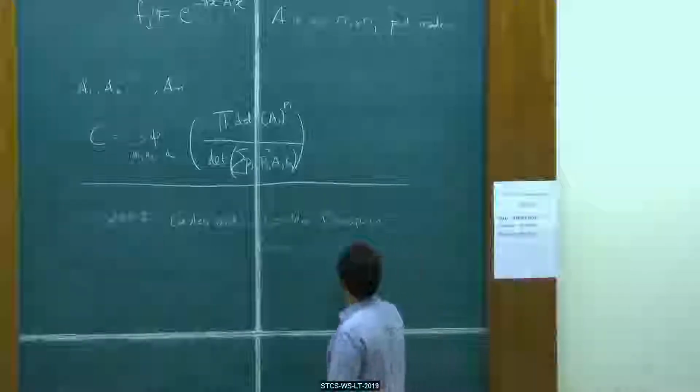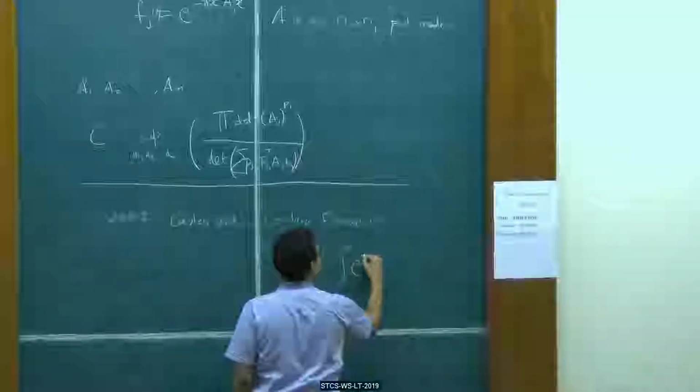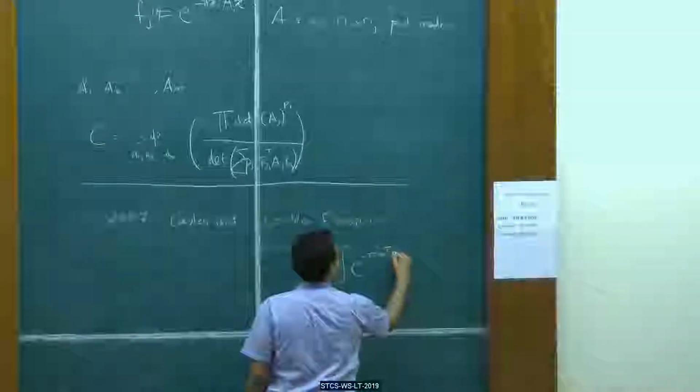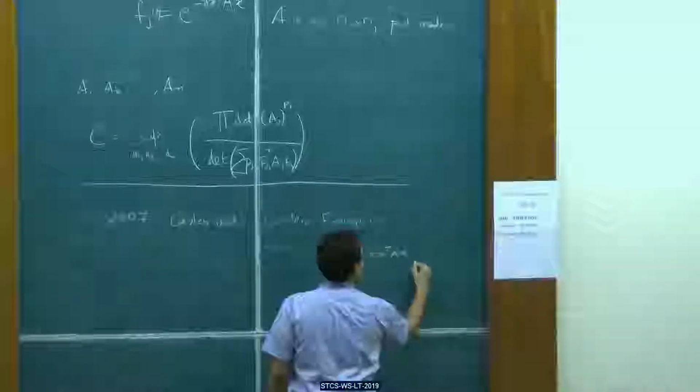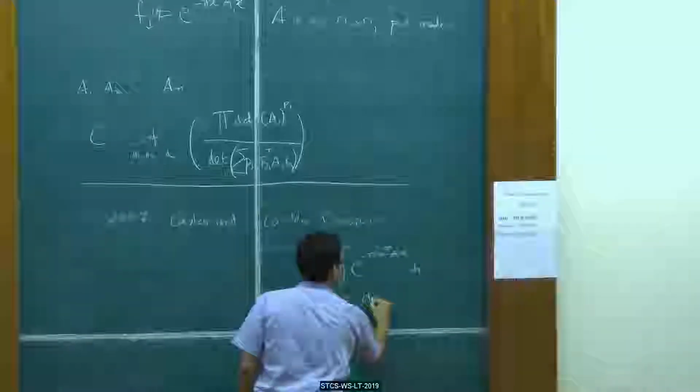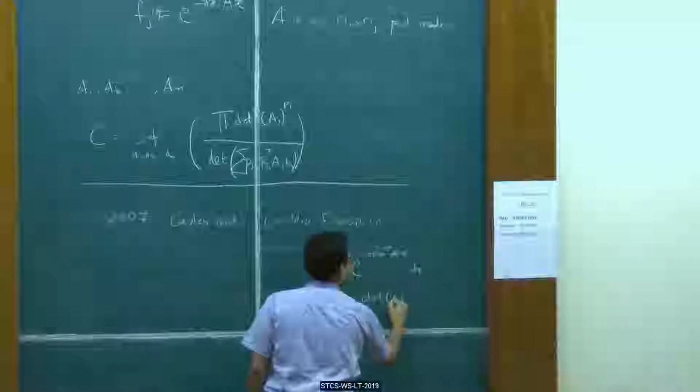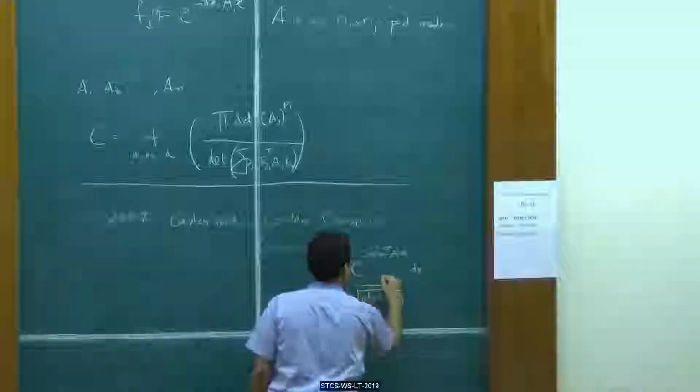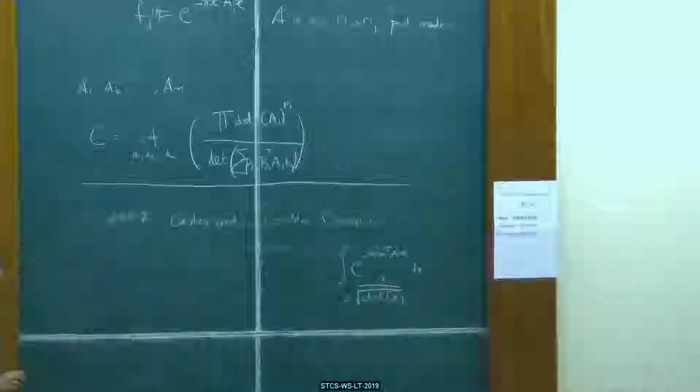So apparently this result is true. The integral of e to the minus phi x transpose Ax is the determinant of A to the negative half, so 1 over the square root of the determinant of A. So that's why.